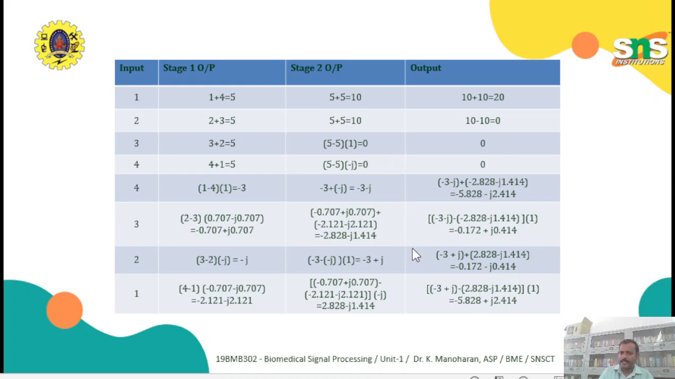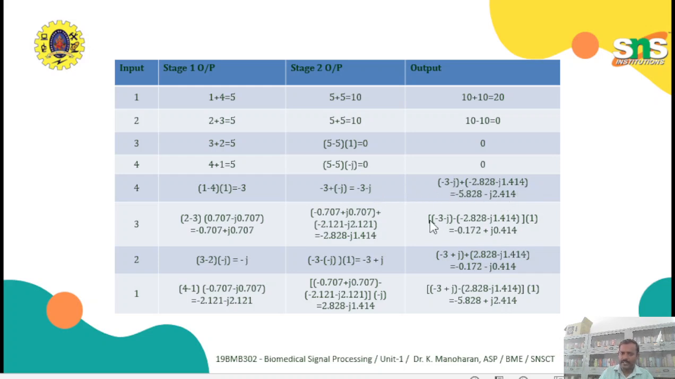And then the third butterfly, look at this. Here we have minus 3 minus j, and here we have minus 2.828 minus j 1.414. So these two inputs should be added. Minus 3 minus j plus minus 2.828 minus j 1.414. Add the two real numbers and add the two imaginary numbers. Real numbers: minus 3 minus 2.828, so automatically we get minus 5.828. Here it is minus j and here it is minus j 1.414, so 1.414 plus 1 gives you minus 2.414.